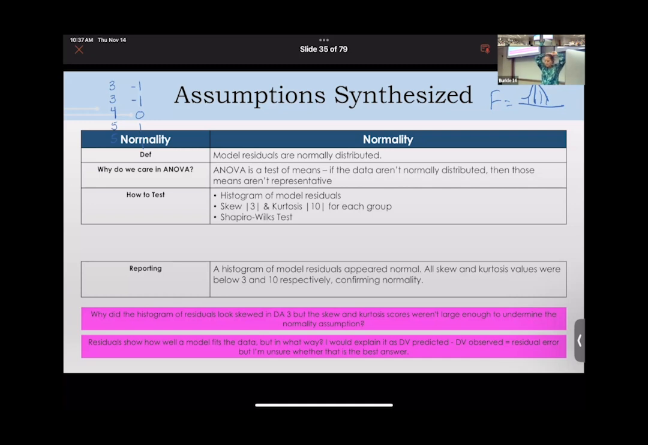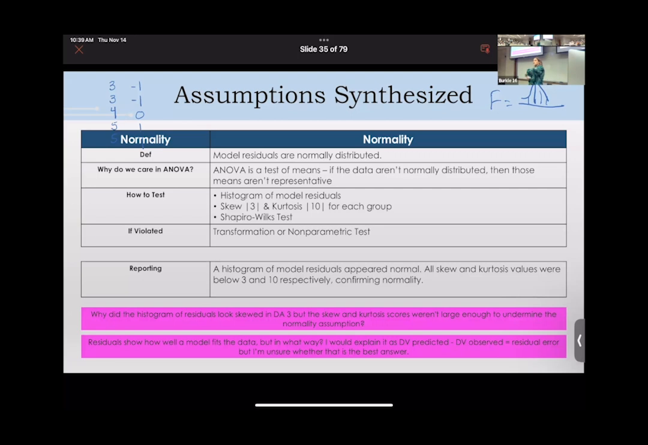So somebody asked, wait, sometimes the histogram of the residuals looks skewed, but the skew and kurtosis were fine. That's because we should never trust anything directly with our eyes. The scaling of the graph can change what it looks like. The way they make the bins in the graph can change what it looks like. And then again, there's no such thing as skewed or not skewed. There's degree of skew. And what you're saying is the degree of skew looks too high. And then the measure of skew is telling you, well, how high is it really?